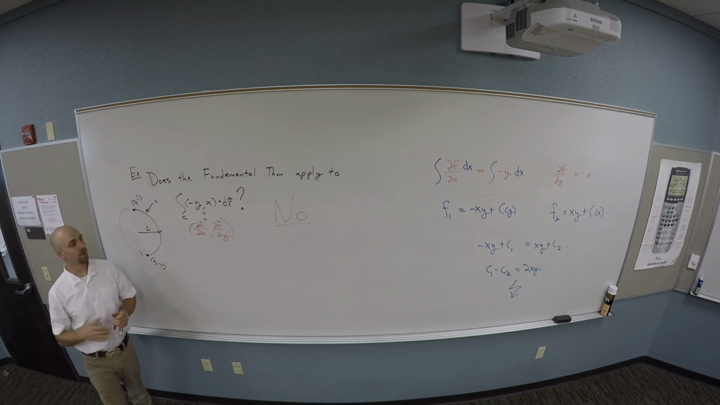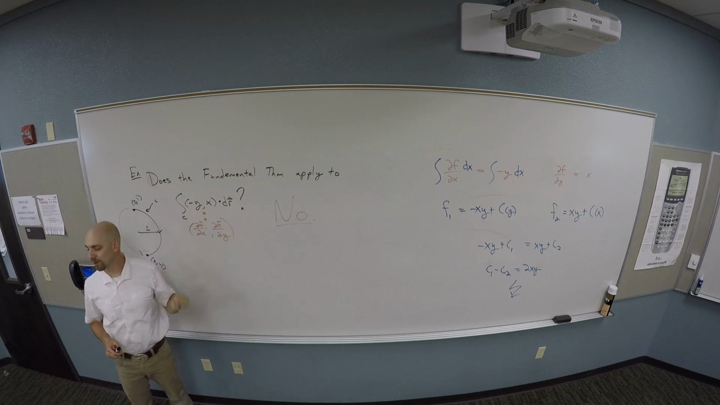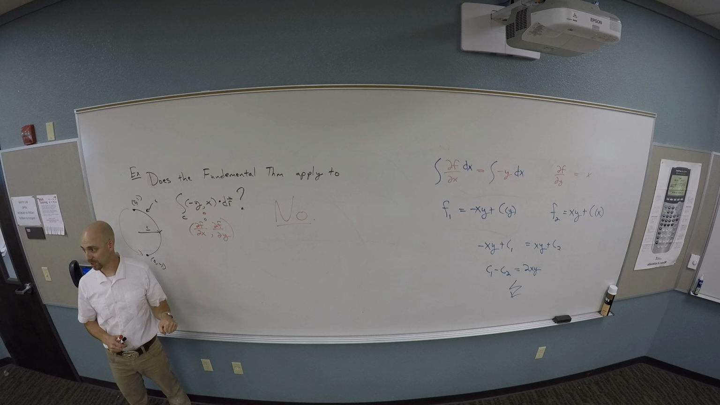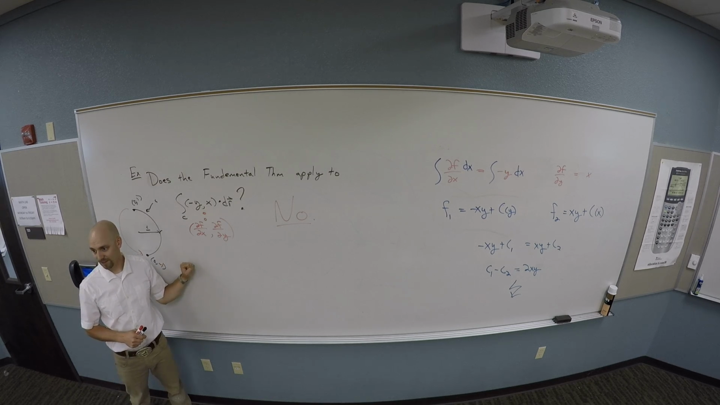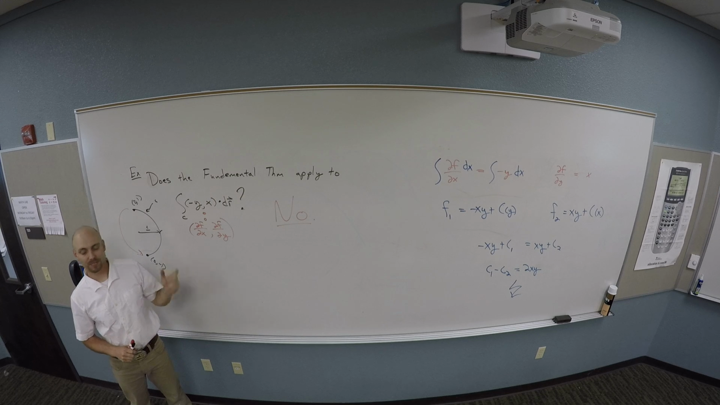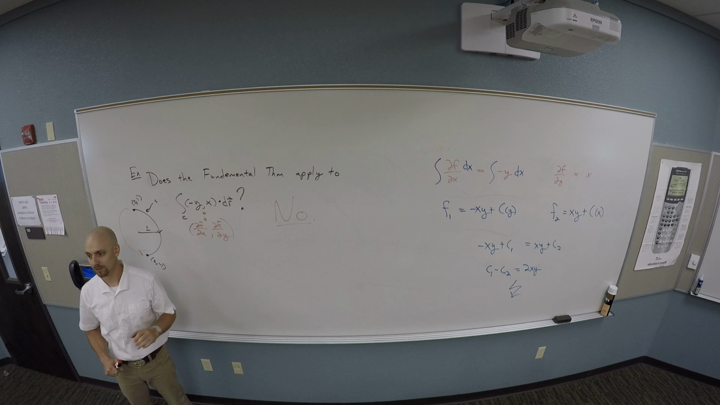If I knew that the fundamental theorem worked, then the path wouldn't matter, it would only matter about the endpoints. But here, because the fundamental theorem doesn't work, the endpoints matter, and how you get between them matters. Cool? So the path you take matters when you can't apply the fundamental theorem of line integrals. Okay. Cool?